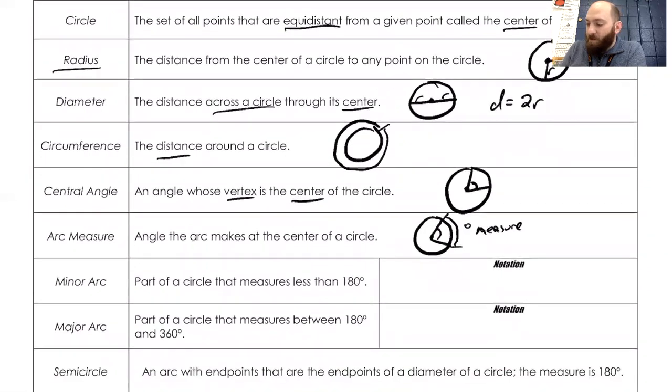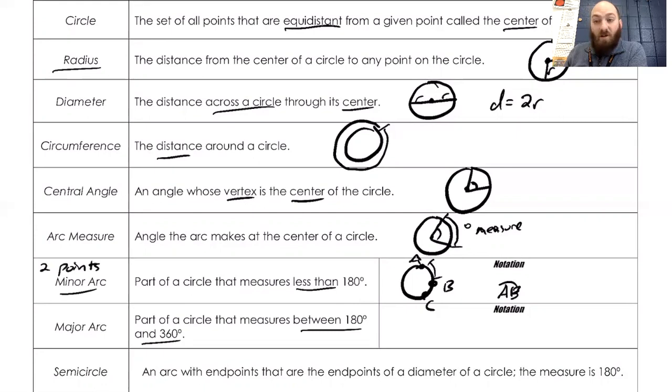Minor arc. There's a part of a circle that measures less than 180 degrees, compared to the major arc, which measures between 180 and 360. When we talk about that, we're going to name them with points. So for example, let's say I have right here, got A, B, and C. Let's say I want to look at these two right here, that minor arc. That is going to be arc AB. I name it with 2 points. So we name a minor arc using 2 points.